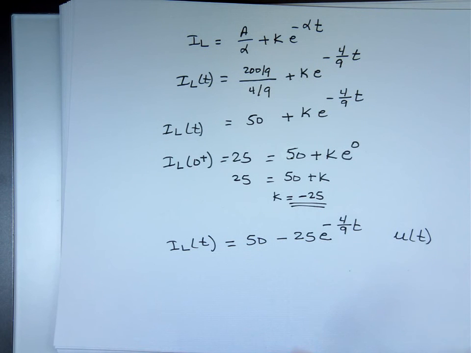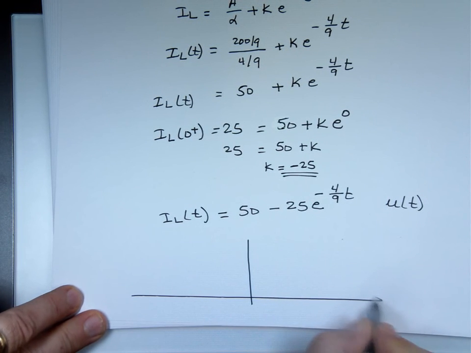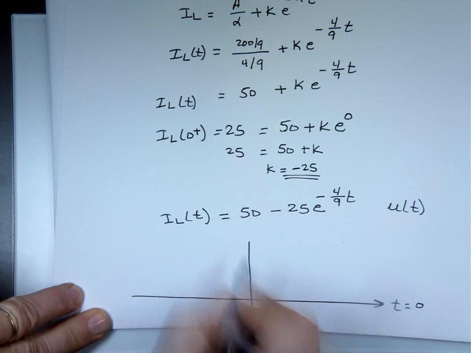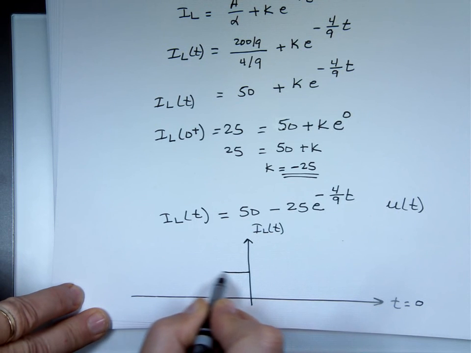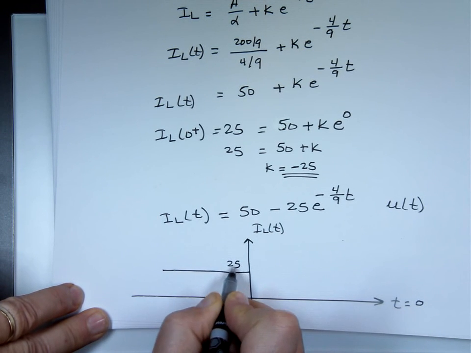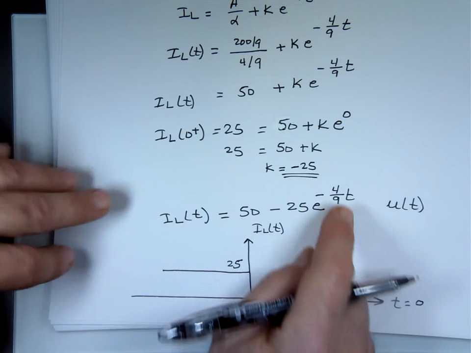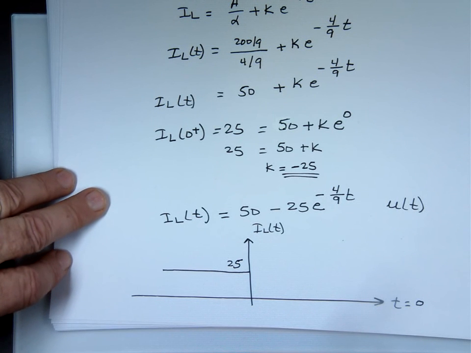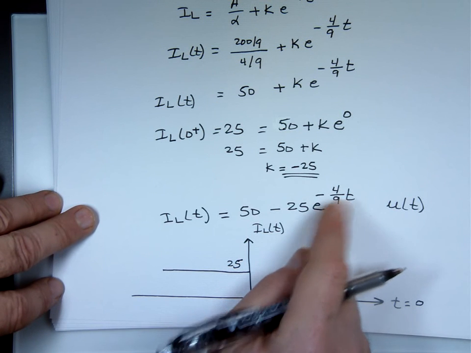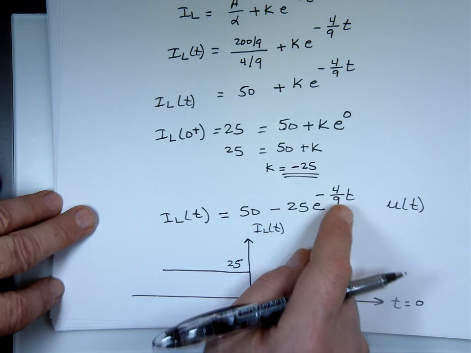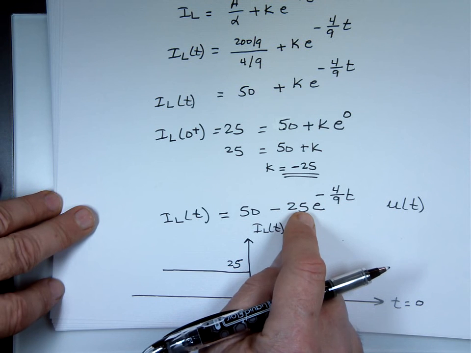So if I graph the current through the inductor, for t less than 0 it was 25. The current does not change in 0 time, so at t equals 0, it's still going to be 25. But let's watch this. As t becomes infinity, big number, what is e to the negative infinity? 0. Times 25, that's 0. What's 50 minus 0? 50.